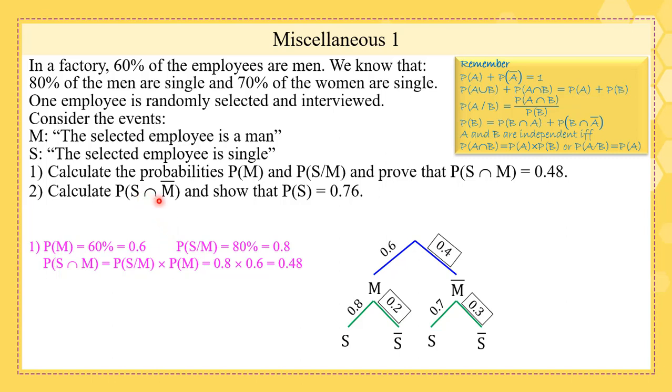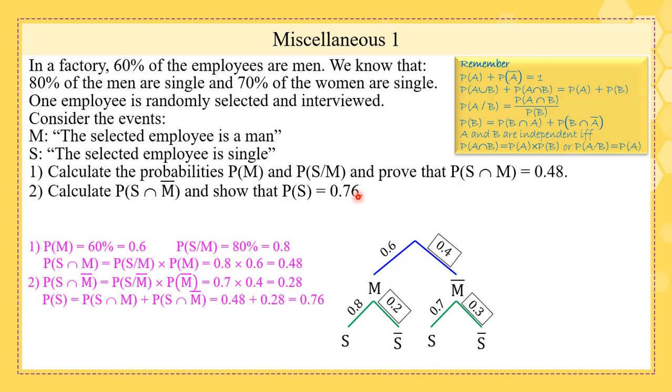Now what is S intersection M bar? So we come to S and M bar, we just have this M bar and this S, so it would be 0.7 times 0.4 automatically, which is 0.28. Now find P of S. For P of S here we use the total probability, it's S intersection M plus S intersection M bar, which is 0.76.